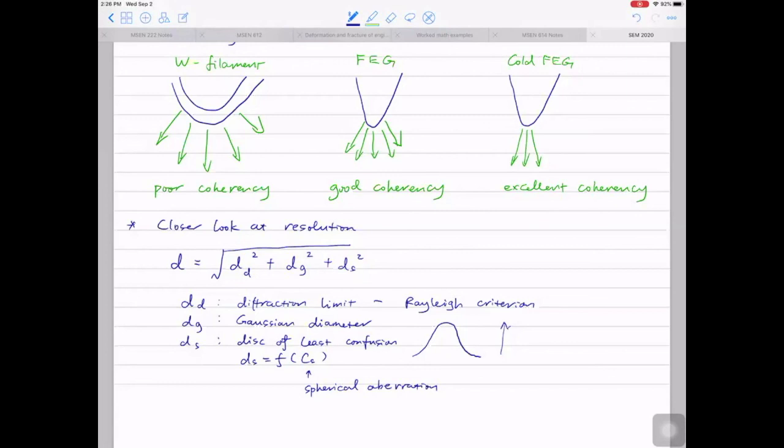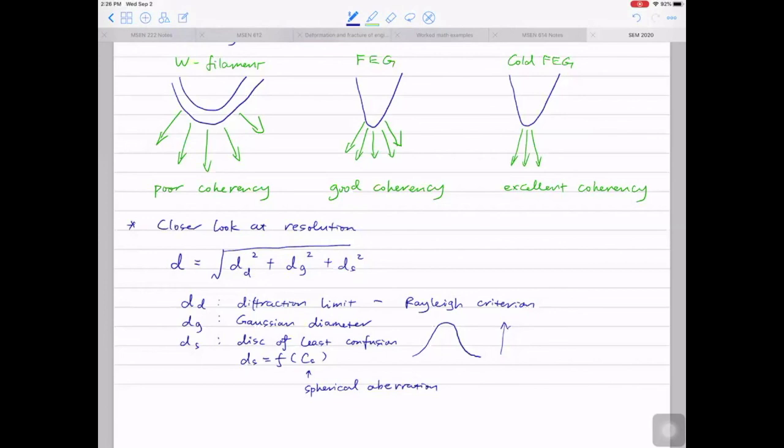There are other things that can play a role in degrading the resolution. For example, the imperfection of the lens system, the nature of the Gaussian profile of the beam. So resolution is affected by many, many factors. In this case, we only listed 3.